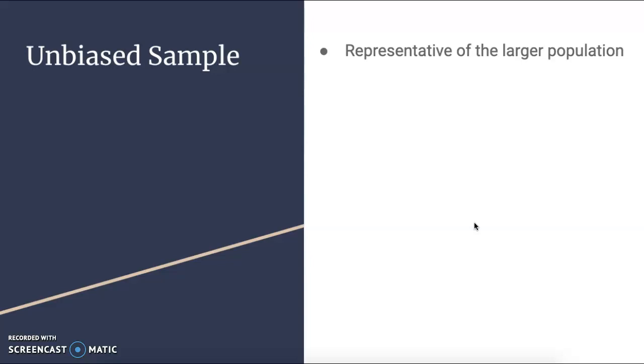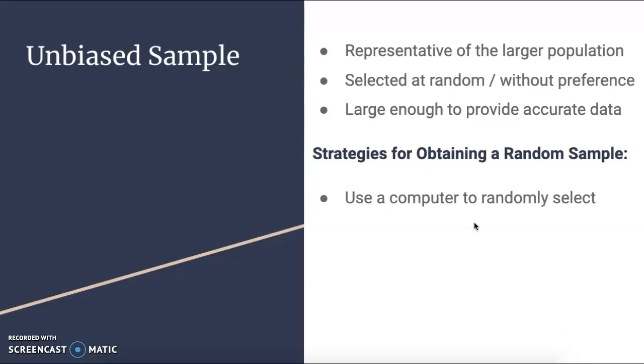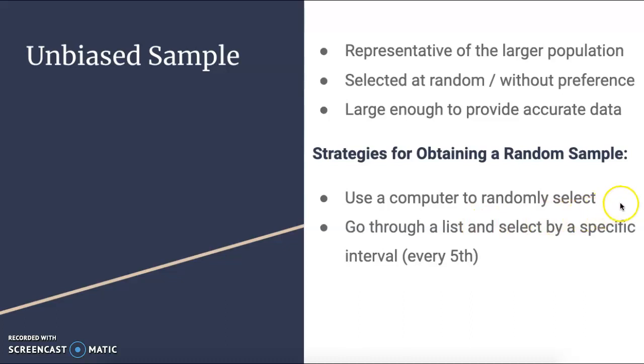So, to be unbiased, we want it to be a sample that represents the whole larger population. It should be selected at random without any preference to who is in the sample. And it needs to be large enough to provide accurate data. So ways that you could do this would be to use a computer to do the selection. If you just have a list on the computer and then have the computer pick who is in the group, then you don't have any control of it, so that would be a random sample. Another way would be to go through a list and select by a specific interval.